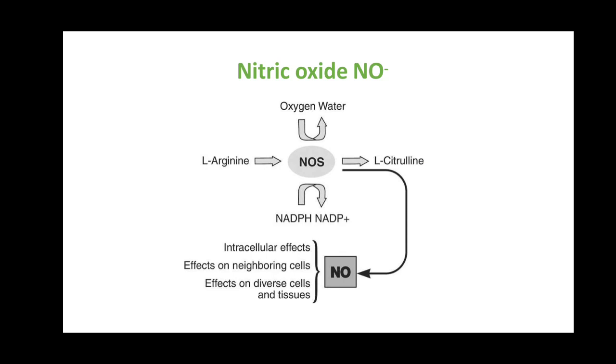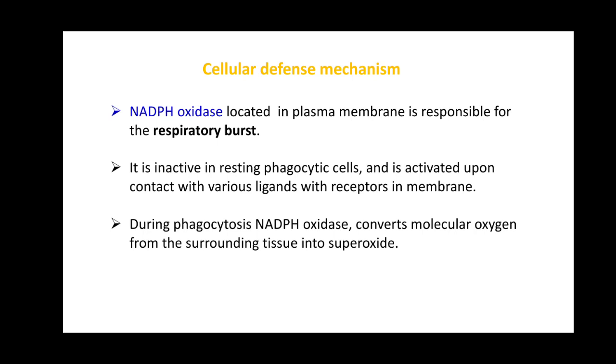Here we can see the production of nitric oxide, while arginine converts into citrulline by the NOS enzyme. It leads to nitric oxide, which affects intracellular cells, neighboring cells, and diverse cells and tissues. So next is a cellular defense mechanism. Phagocytic cells such as monocytes, macrophages, neutrophils, and eosinophils form large quantities of free radicals, superoxide, for the destruction and removal of foreign cells.